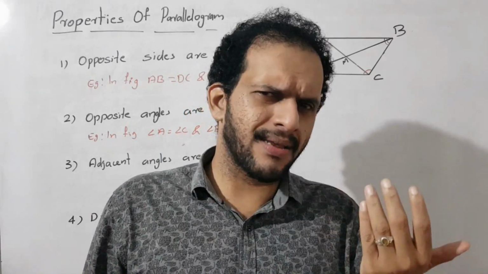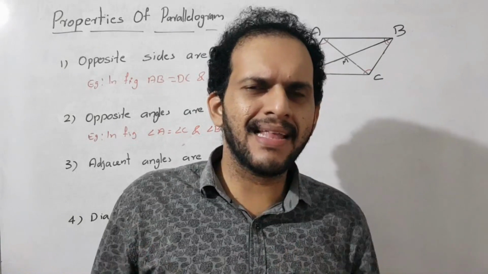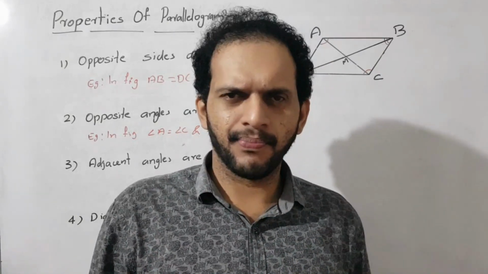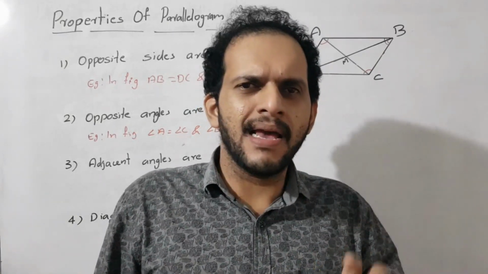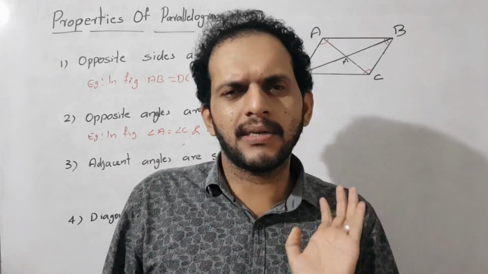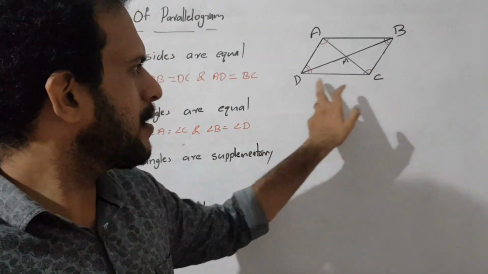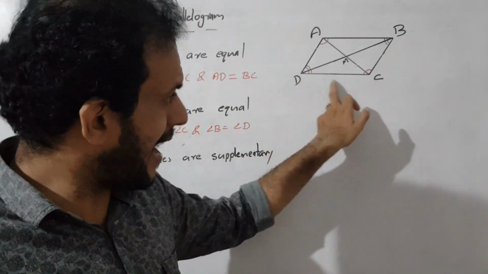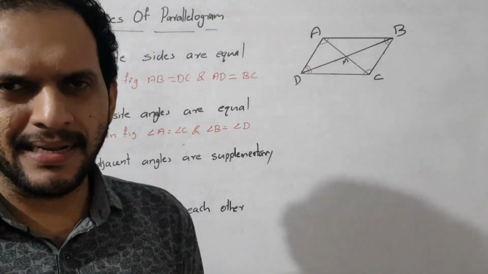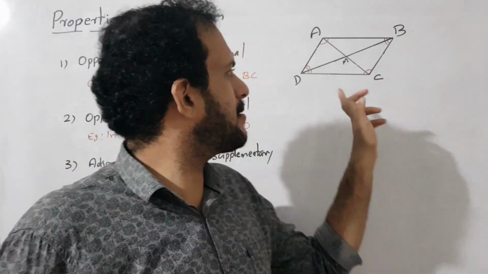We already learned what adjacent angle is. Adjacent angle means the angles lying on either side of the same side, correct? ഒരേ സൈഡിന്റെ രണ്ട് അറ്റത്തുമുള്ള ആംഗിൾസിനെയാണ് നമ്മൾ അഡ്ജസന്റ് ആംഗിൾസ് എന്ന് പറയുന്നത്. For example, if we consider the side DC, what are the adjacent angles? What are the angles that lie on either side of DC?